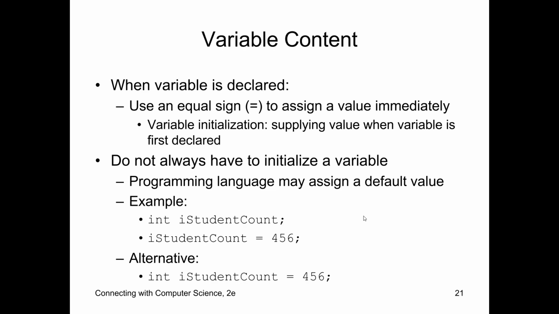Now you do not have to assign a value immediately, as it says here, because the languages will often give it a default value. So for instance, when we create int iStudentCount, it is given a value immediately as a placeholder in memory by the programming language. Most of the time if it's an integer, it's 0. Most of the time if it's a Boolean, it defaults to false, depending on which programming language you use. So understand that although you haven't initialized it by setting it to a value, it has been initialized with a default value.